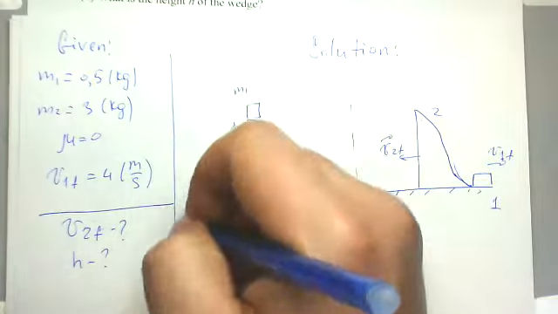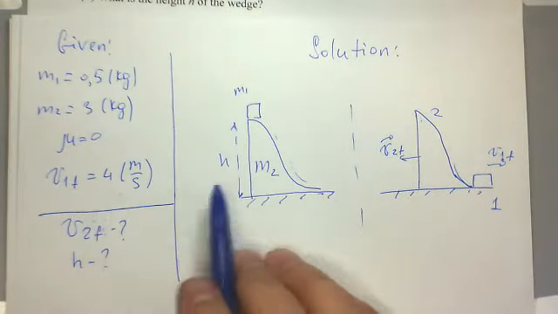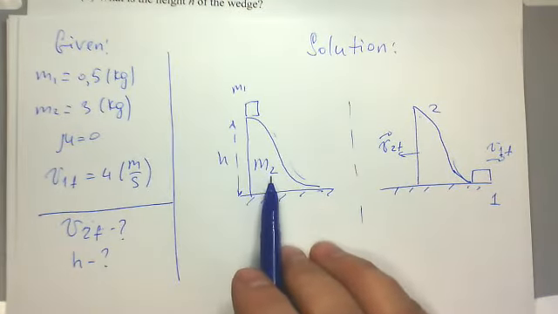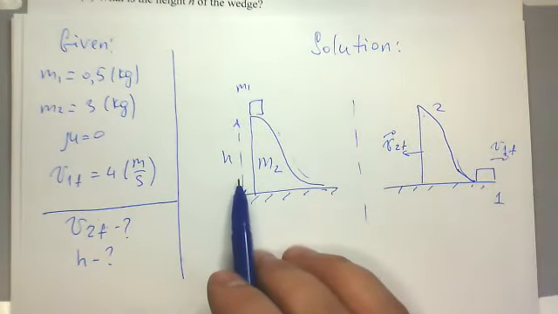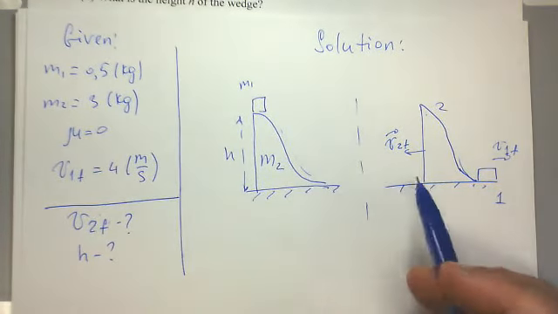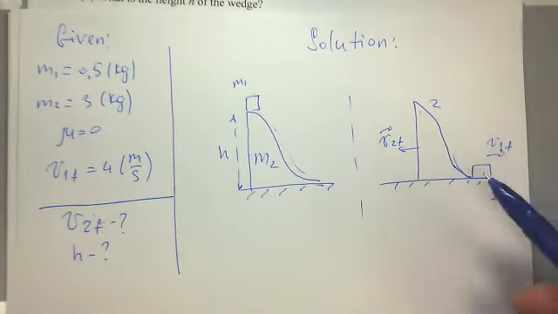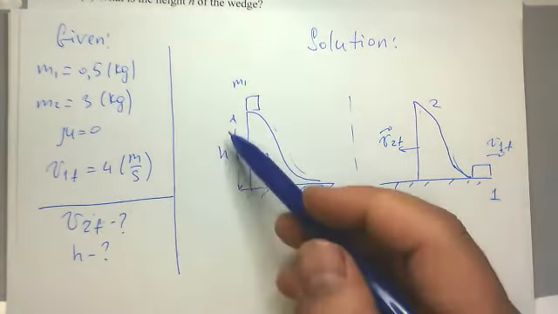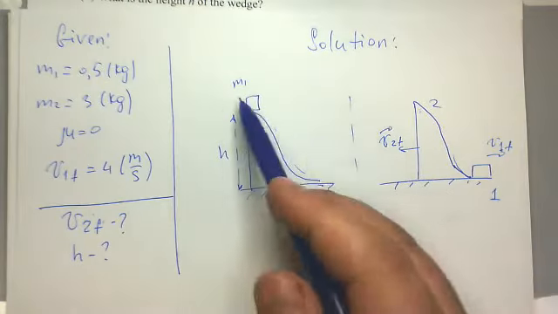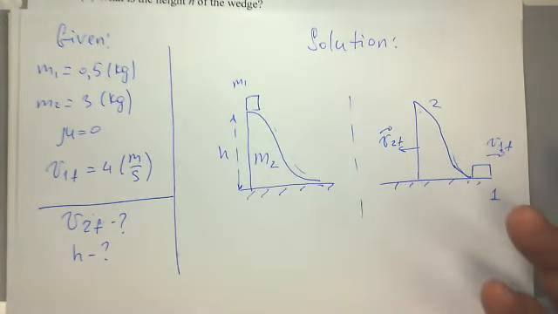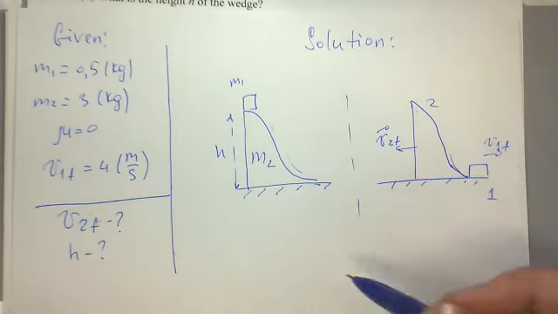So we have only masses and the final speed of the object. And we know that initially they were at rest. An interesting question: how to find the height and the speed of this guy. Well, when we consider the system of the Earth, the wedge, and block M1, there is no external force acting on the system.